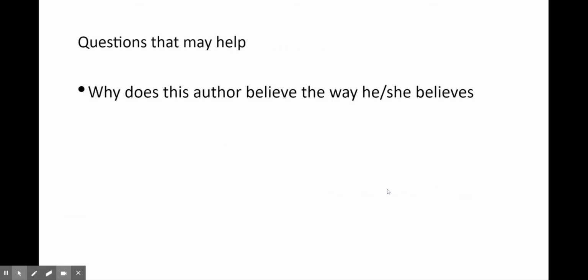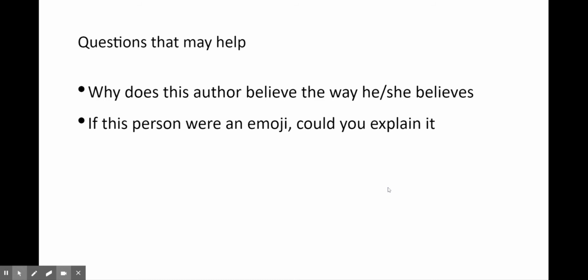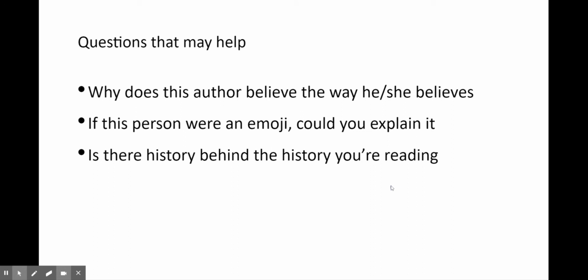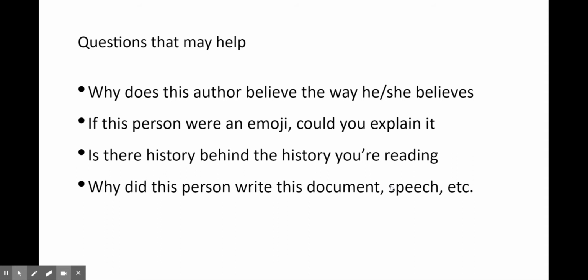So here are some questions that might help you as you are looking at a document. You might want to say, why does this author believe the way he does? Or, if this person were an emoji, I like that one, with all the emojis that go on in our world right now through our phones and through our apps, if this person was an emoji, or if what they're talking about was an emoji, what would that be like? And could you explain that? Is there a history behind the history that you're going through as you're reading this? And again, why did this person write this document?